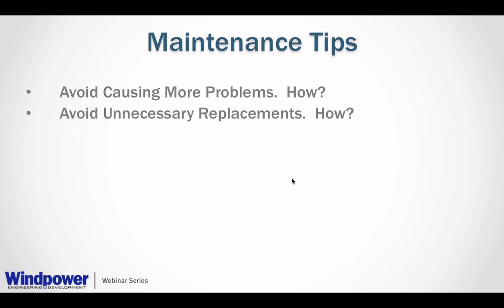Also try replacing encoders with more durable models. Go upgrade from optical to magnetic, upgrade from a model that doesn't have regulator protection to a unit that does, and so on. So stepping up can then help you avoid unnecessary replacements.